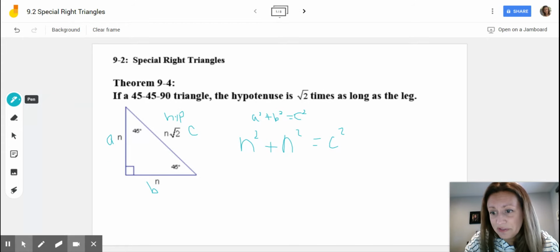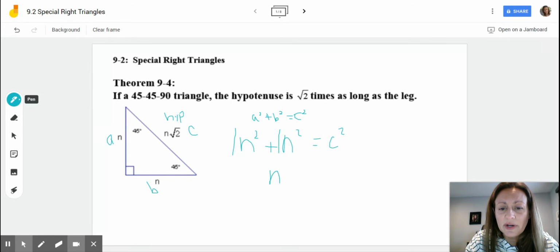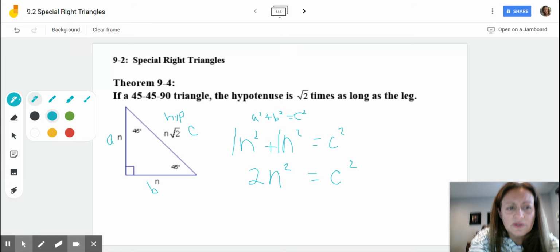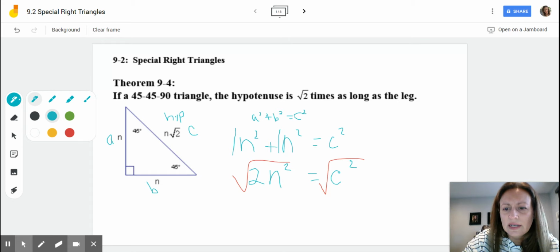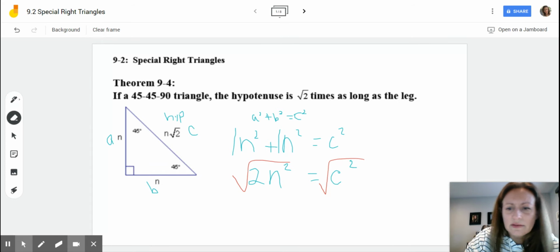Now, a little algebra review here. This is like one n squared, and that's like another n squared. So to add two terms together that have the same variable part, we keep the variable part n squared, and we add the coefficients. 1 plus 1 is 2. So 2n squared is the same as c squared. Now, in order to solve this, we have to take the square root of both sides to get rid of the c squared. The squaring and the square rooting pretty much cancel each other out, leaving c by itself.